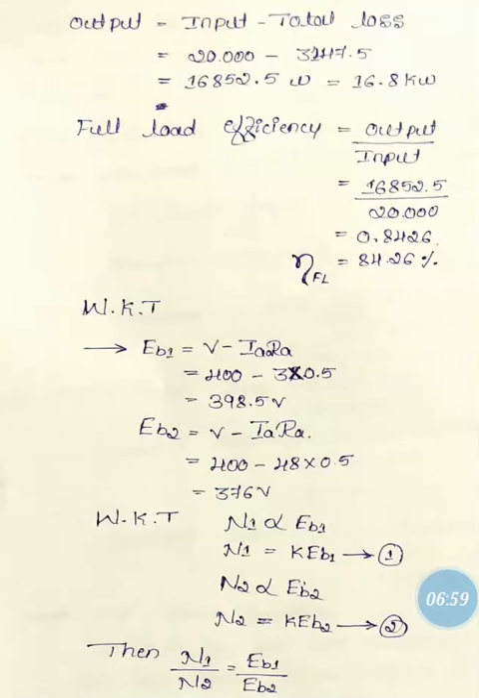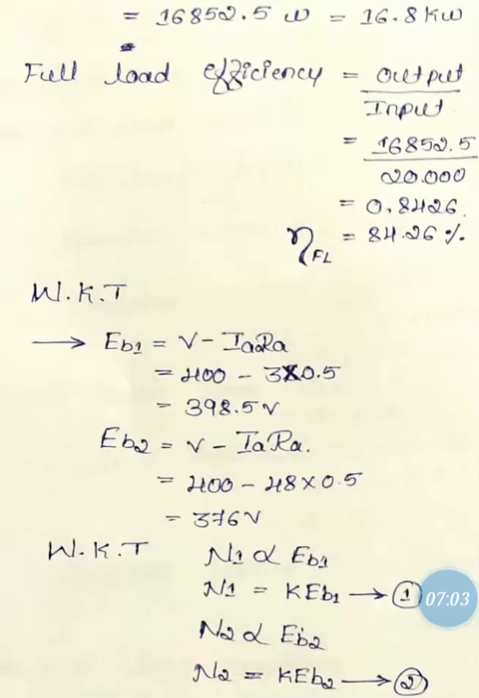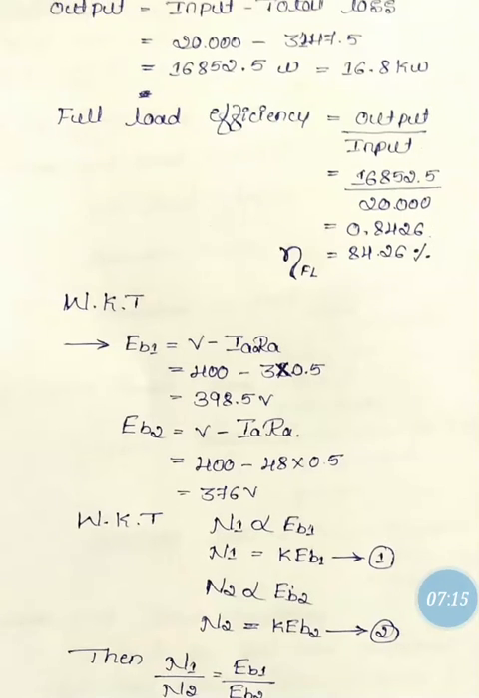Then we'll calculate the full load efficiency, which is the ratio of output power to the input power. The output power calculated above is 16,852.5 divided by 20,000. Then we get the full load efficiency of 84.26%.